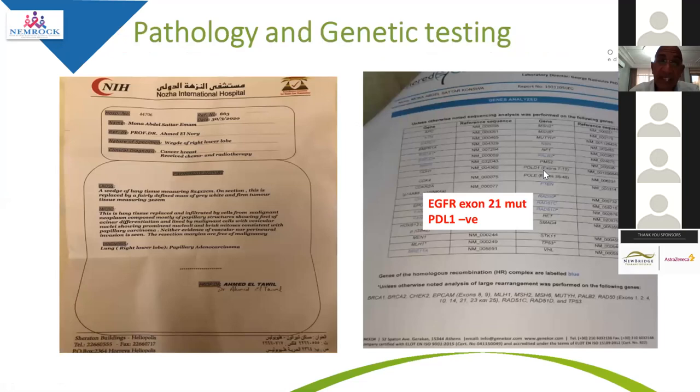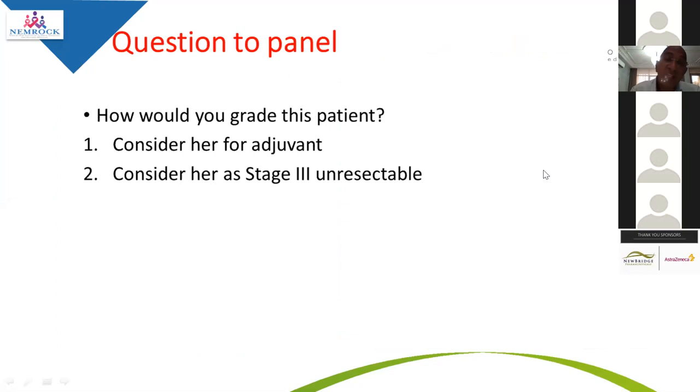Anyway, the patient came back with the pathology of right lower lobe papillary adenocarcinoma. This time when we did her genetic testing, we found her to be EGFR mutant, but not exon 19. It's an exon 21 mutant, and she is PD-L1 negative. So the question to the panelists in terms of radiation therapy, as well as Professor Khoury, what would you do for this patient? Would you consider this patient as being adjuvant, or would you consider her as a stage 3 unresectable?